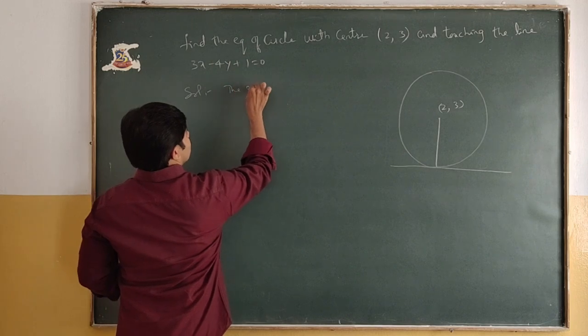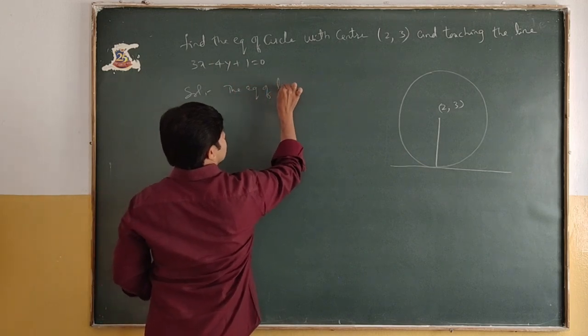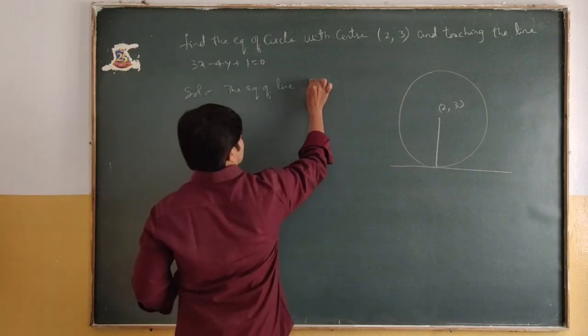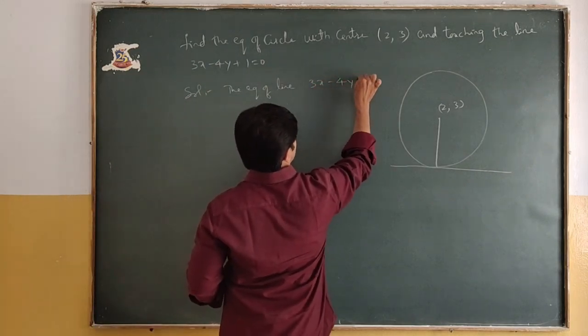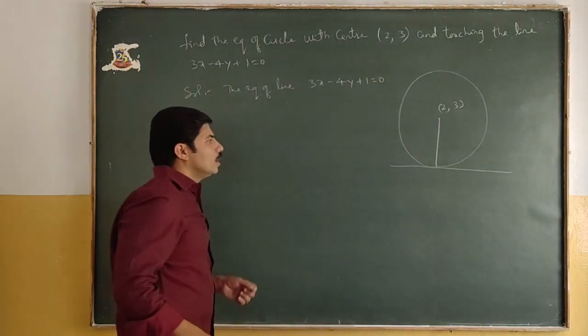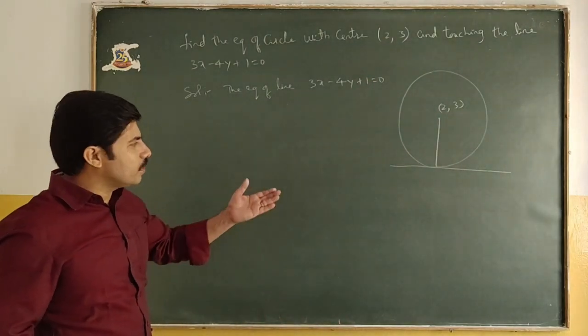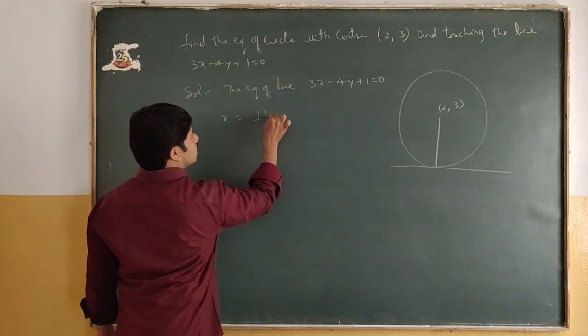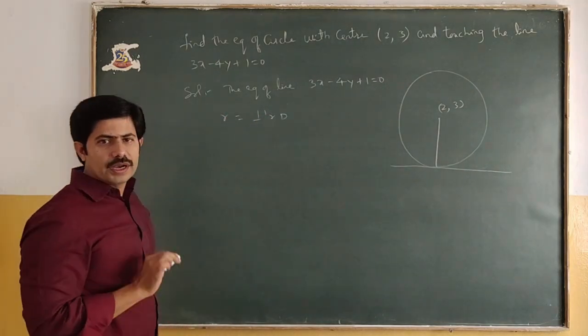The equation of tangent and the equation of line, both are the same. So that is 3x minus 4y plus 1 is equal to 0. So 3x minus 4y plus 1 is equal to 0 is tangent to the circle. So it is nothing but radius is equal to perpendicular distance.